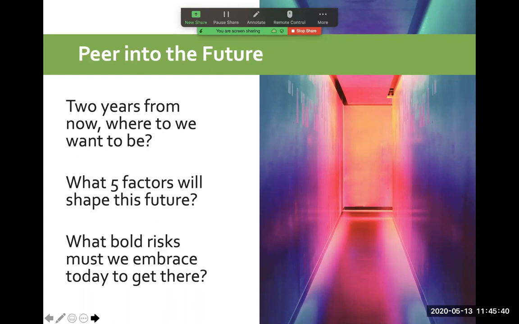The questions on this particular slide are inspired by the concept of envisioning a utopia, which is a technique that was featured in another book that I've been reading recently. It's called Create the Future in the Innovation Handbook, Tactics for Disruptive Thinking. So the authors of that book encourage us to think about what's the future we envision? What 5 factors will shape that future? And then what bold risks must we embrace today to get there?